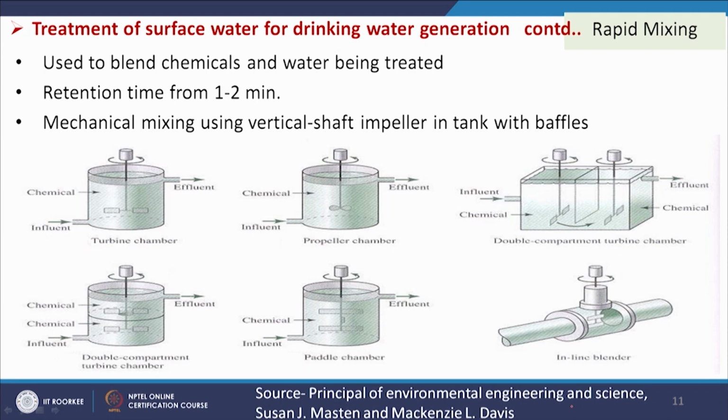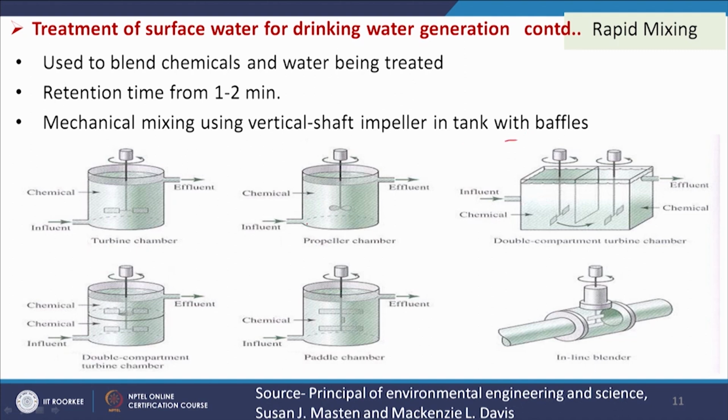So, this is used to blend chemicals and the water being treated. Rapid mixing is required within a small span of time; after mixing, coagulation and flocculation will take place, then sedimentation will take place, and the retention time for this is 1 to 2 minutes. Mechanical mixing using a vertical shaft impeller in a tank with baffles is commonly used.